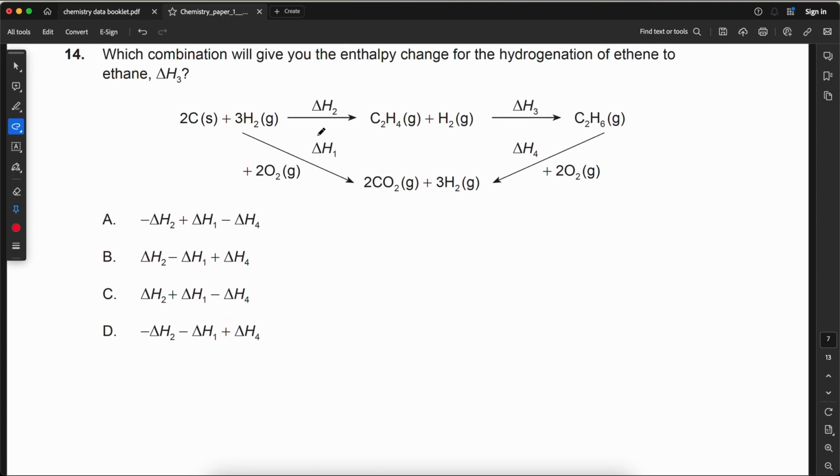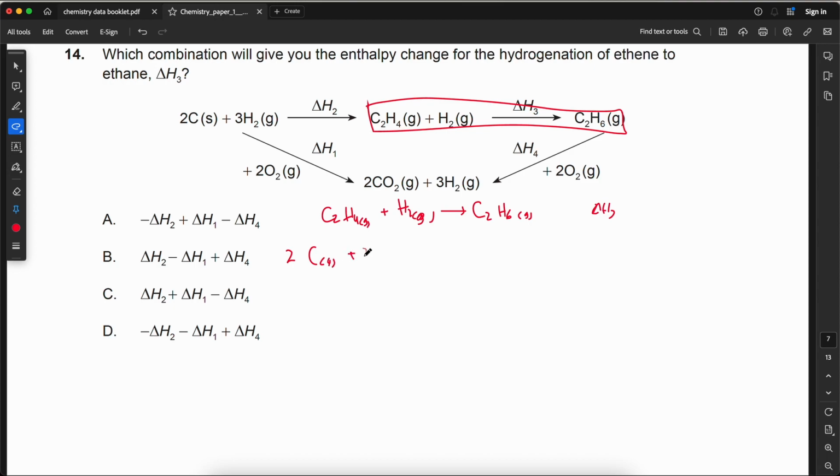Number 14. Which combination will give you the enthalpy change for dehydrogenation of ethane to ethene? So the reaction would be C2H4 gas, produce H2 gas, react with H2 gas, produce C2H6 gas. Okay, that would be delta H3, this one. Okay, and from this reaction we can write 2C(s) plus 3H2 gas plus 2O2 gas will produce 2CO2 gas and 3H2O, which is delta H1, this one.